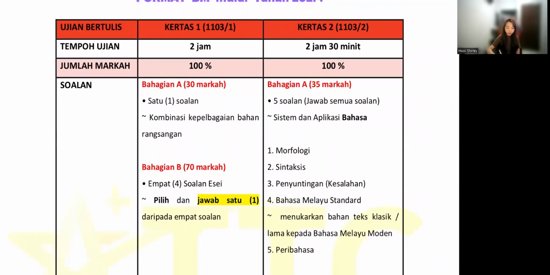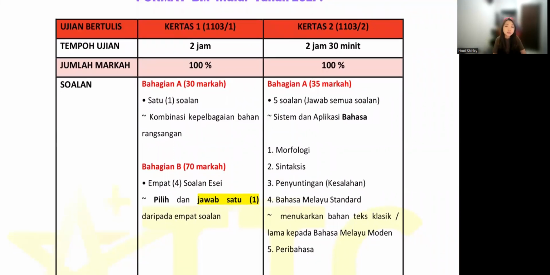Okay, let's come to Kertas Dua. Kertas Dua is purely on tata bahasa, your understanding, and also rumusan, which is something like a summary. Bahagian A is split into three parts, Bahagian A, B, C. In Bahagian A, they will test you on sistem bahasa, aplikasi bahasa. There are 5 questions. The first one is morphology, where they will test you on golongan kata, jenis kata.